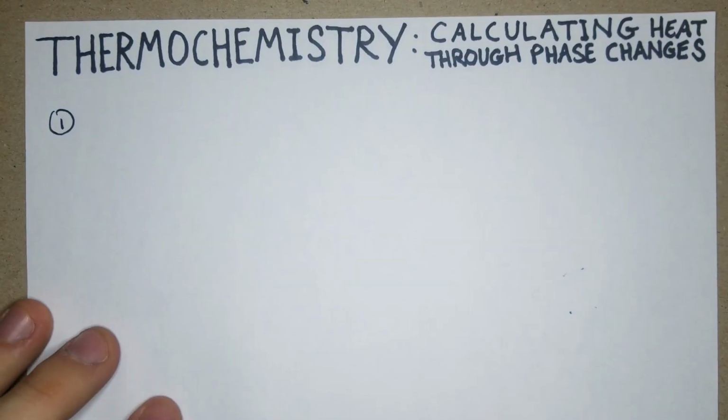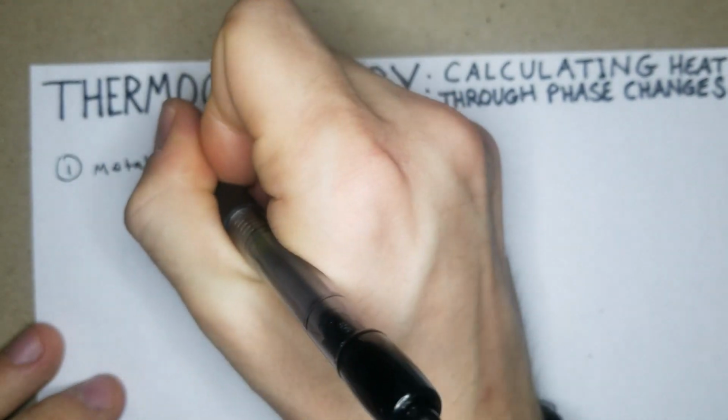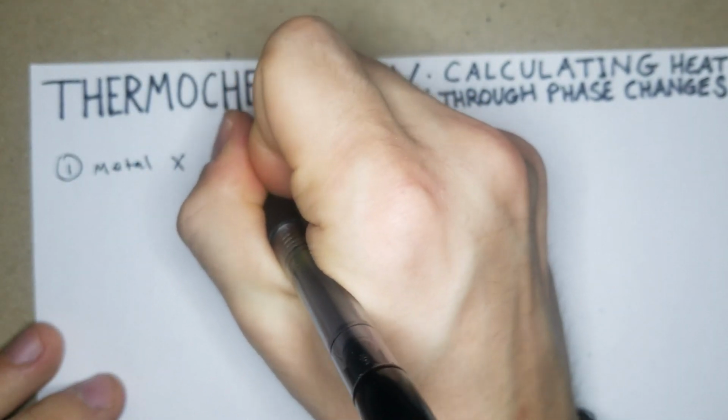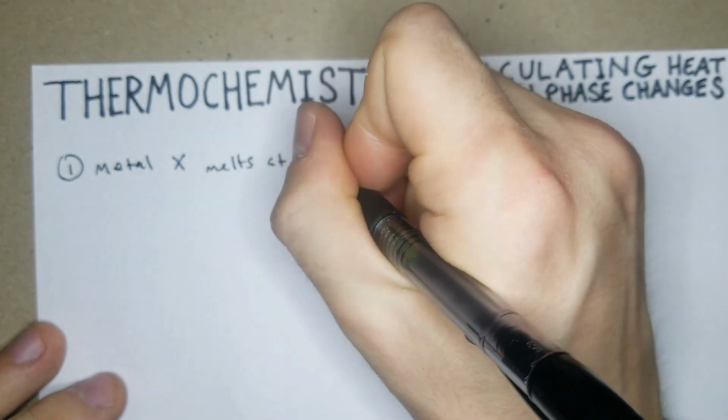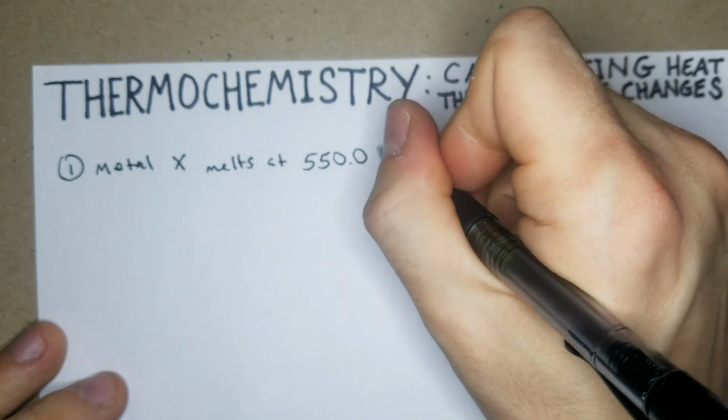We'll start with this one. Metal X melts at 550.0 degrees Celsius.